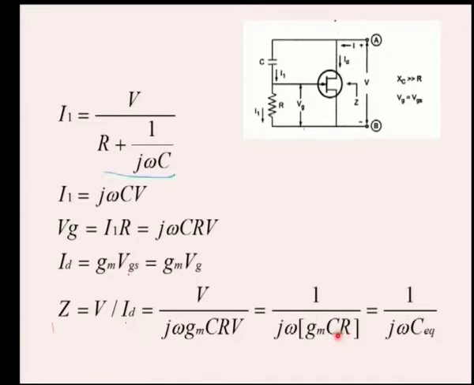C and R are fixed by the users, and this Gm, the transconductance, depends on the device selected. Of course, if we consider the units of these 3 and take their product, the unit of Gm is Siemens, the unit of the capacitance is Farad, and the unit of the resistance is ohms. If we take the product of these 3, Siemens and ohms get cancelled. So, the unit of the C equivalent will again be Farad, which says that it is purely capacitive.